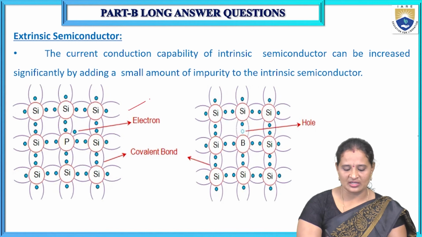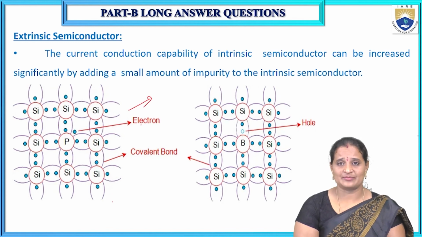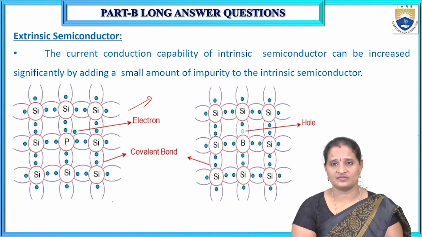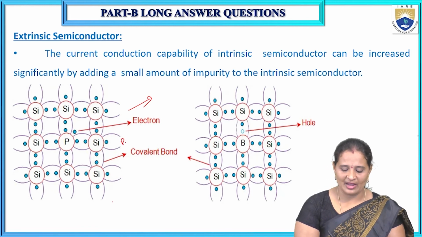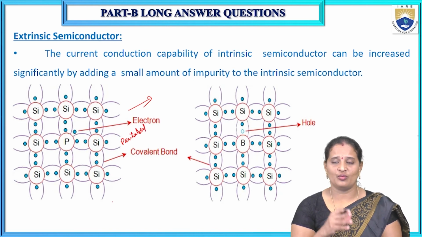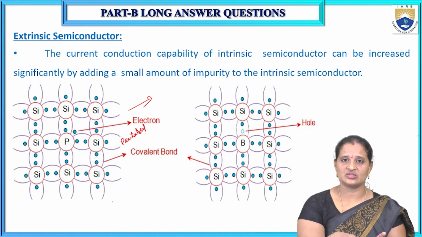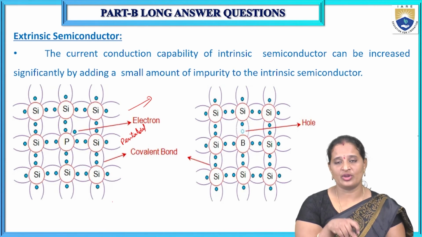So this is the crystal structure of N-type semiconductor. Just explain the crystal structure of this one by adding pentavalent impurities. Why is it called N-type? Because the number of electrons is more, and electrons are negatively charged. That is why this is called negative type, in short, N-type semiconductor.